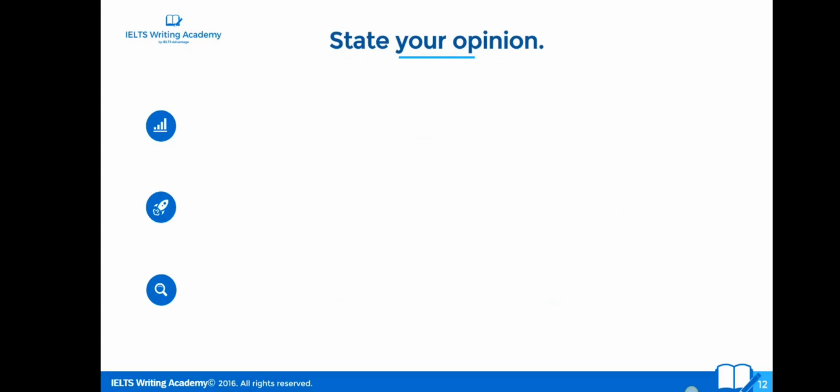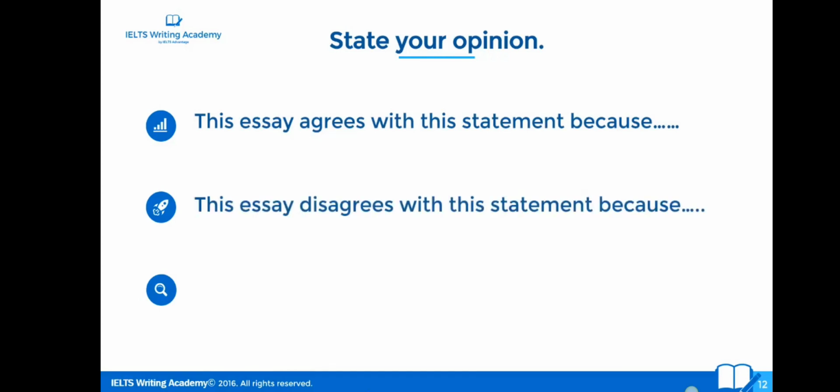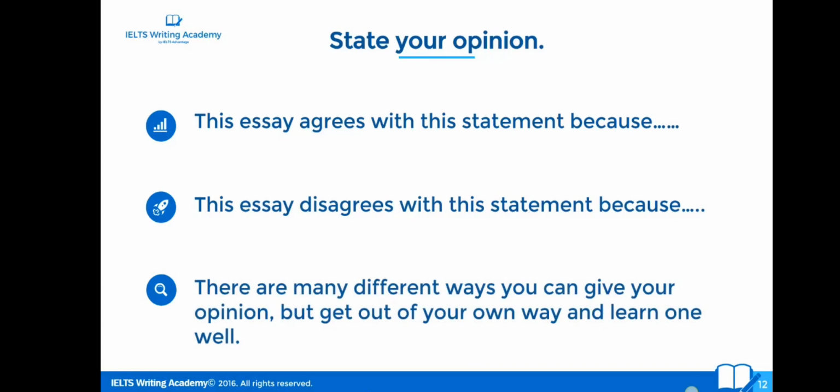So the other thing you need to do once you've paraphrased is you need to state your opinion. So: this essay agrees with this statement because, or this essay disagrees with this statement because. There are many different ways you can give your opinion, but get out of your own way and learn one well. There are 100 different ways that you could write this. You could say, I agree, I disagree, or it is agreed, or something like that. There's so many different ways. You are only going to write your opinion in the IELTS test once, so learn one way to do it and just stick with that. This is a very, very easy way to do it. Just learn this, and that's all you'll have to do.